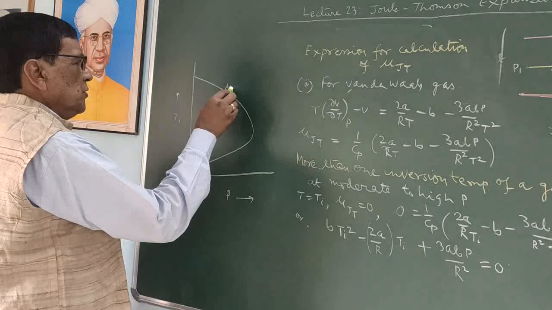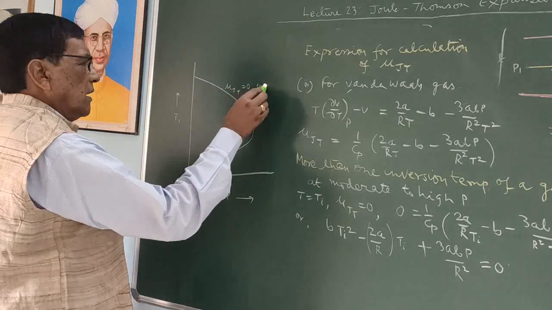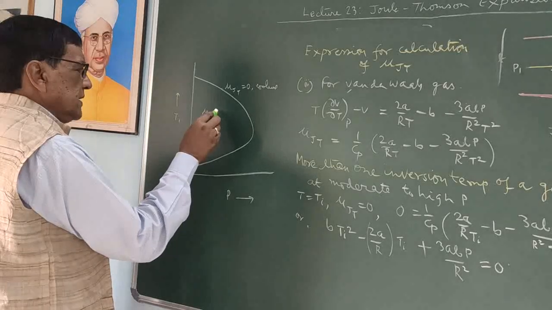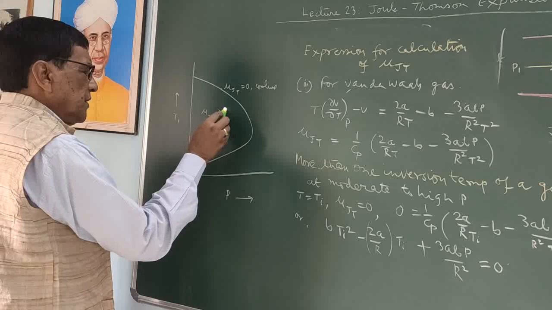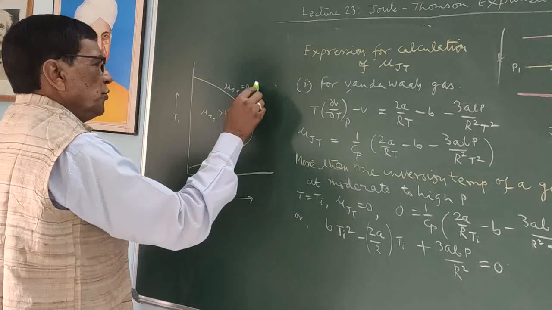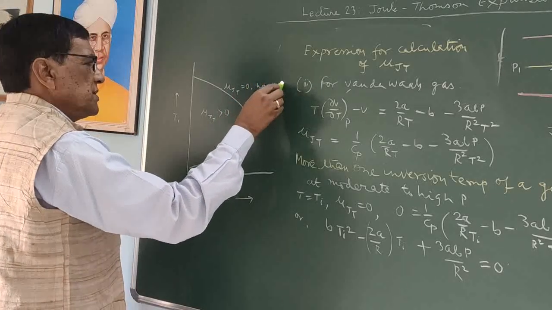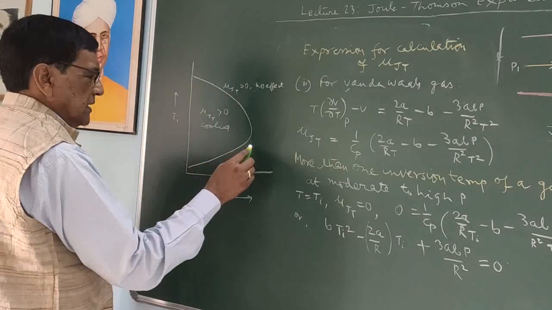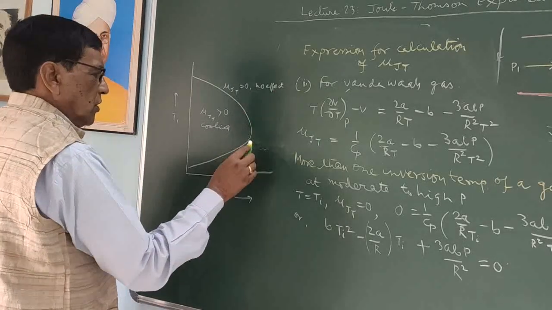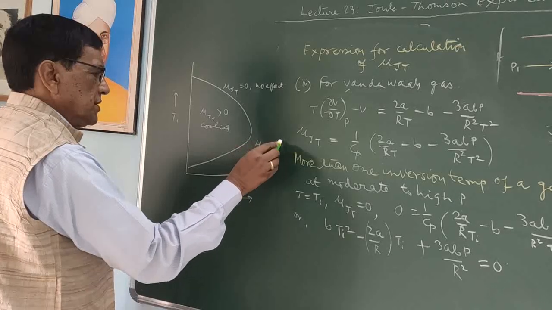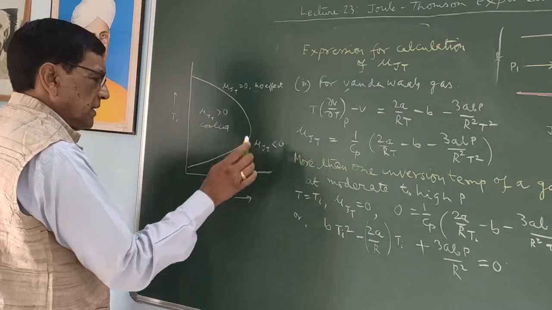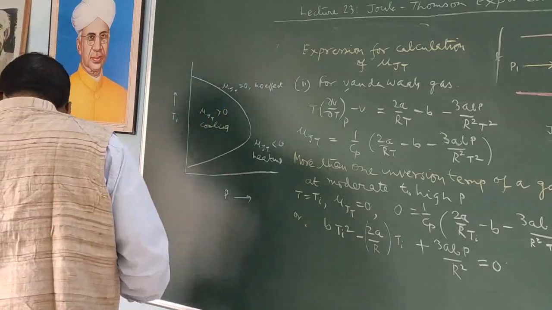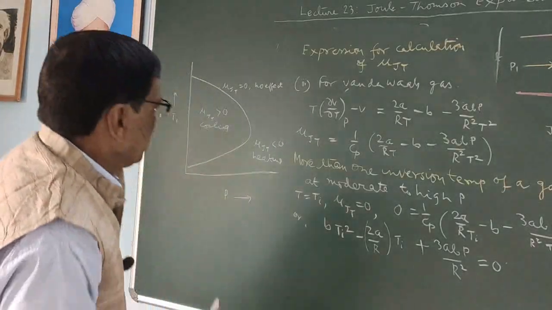And on this line, mu J(T) equal to 0. Inside this one, mu J(T) is greater than 0, positive, and here there is the cooling effect. Outside of this parabola, mu JT is less than 0, negative, and this is the heating effect. So this one is the cooling zone.